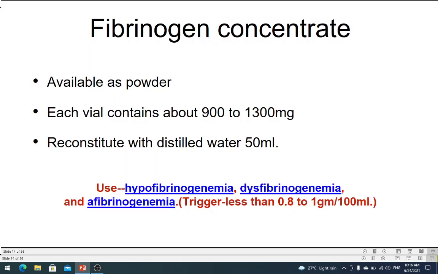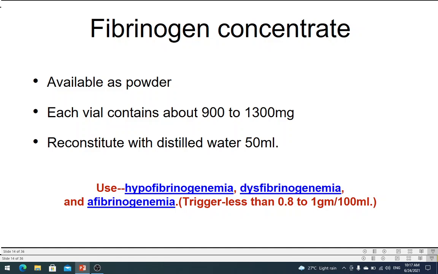Then you can get fibrinogen from this. Now from this plasma you can derive fibrinogen, alright? Again, when there is a fibrinogen deficiency, you can use fibrinogen concentrate. It's usually available as a powder, and each vial contains about 900 to 1300 milligrams. So you have to reconstitute it with 50 ml of distilled water. And indications, as I told you, hypofibrinogenemia. Sometimes the patient's fibrinogen does not work properly, dysfibrinogenemia. Sometimes they don't have fibrinogen.